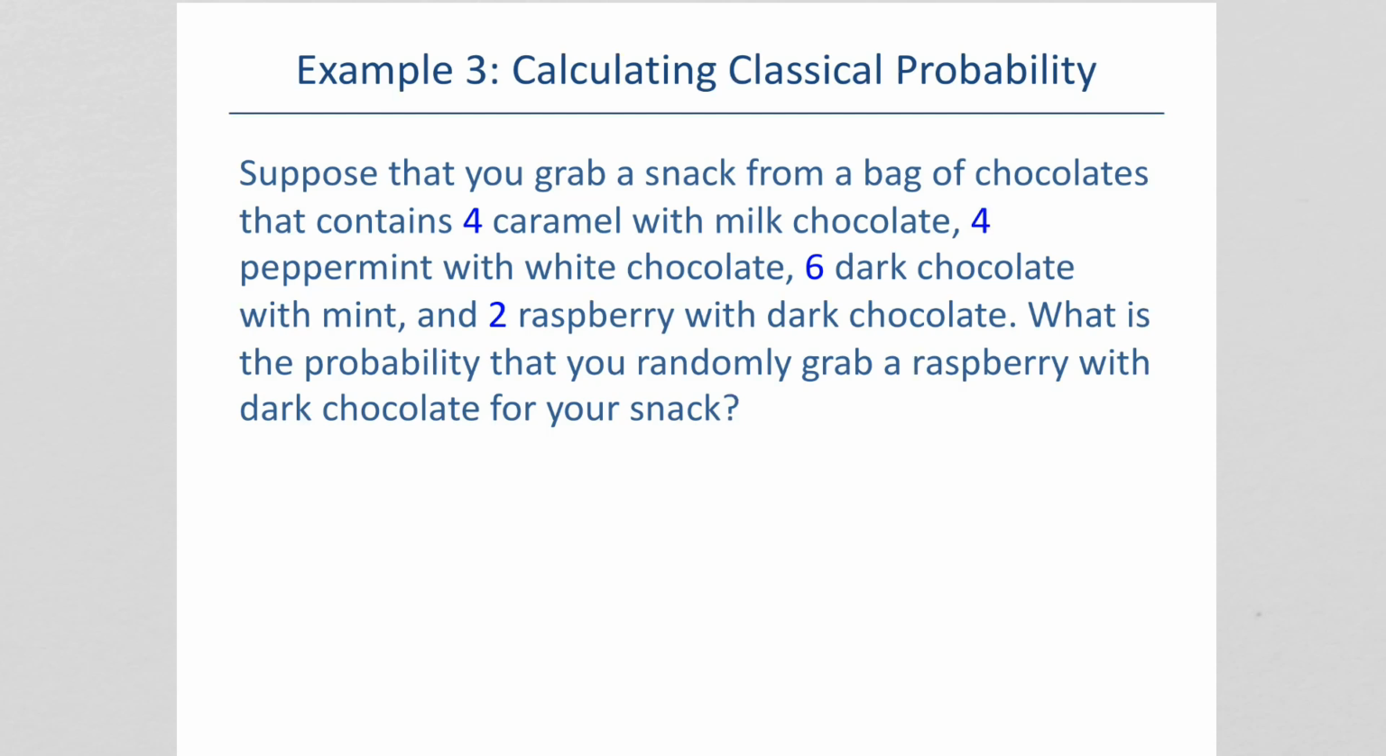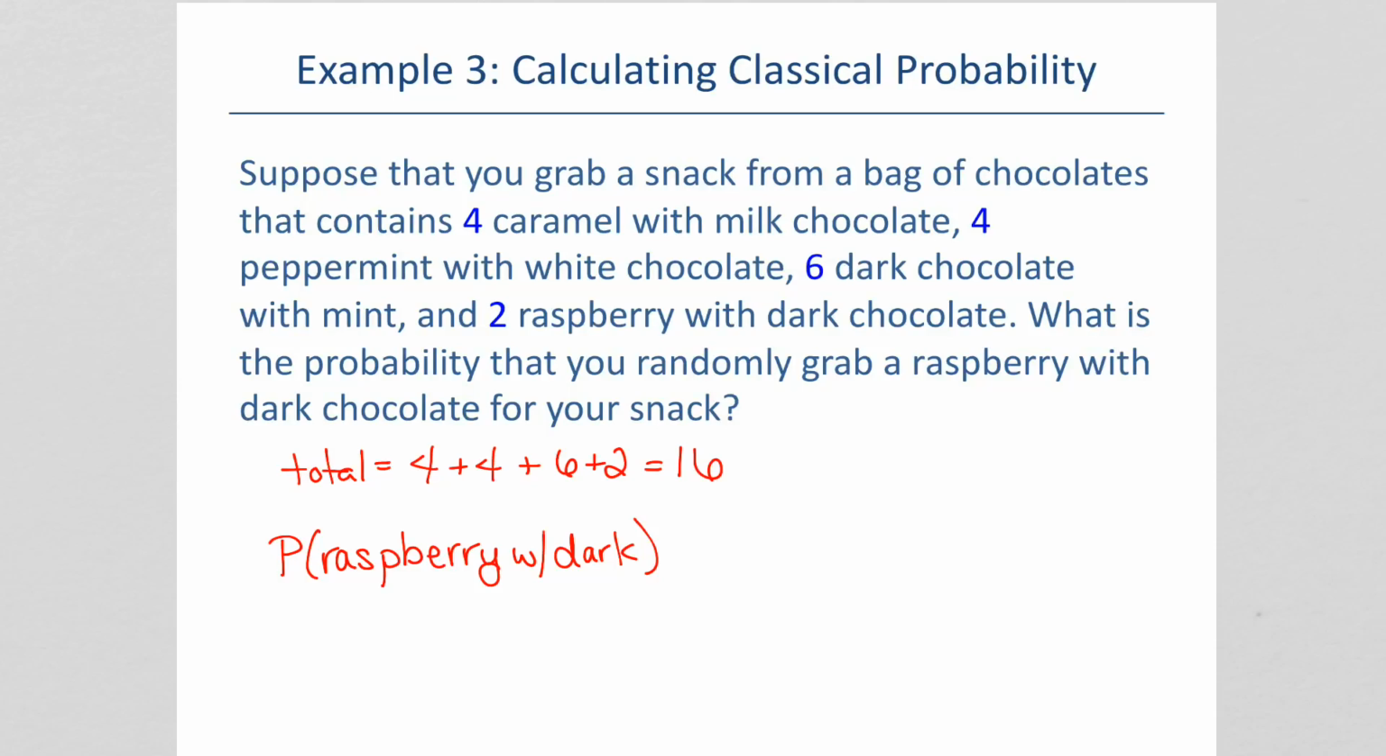The first thing we need to do is to find the total number of chocolates here. So we'll add those up. 4 plus 4 plus 6 plus 2, there's 16. So we want the probability that you'll draw a raspberry with dark chocolate. So there's 2 raspberry with dark chocolate out of 16, and that'll reduce to 1/8 or 0.125.